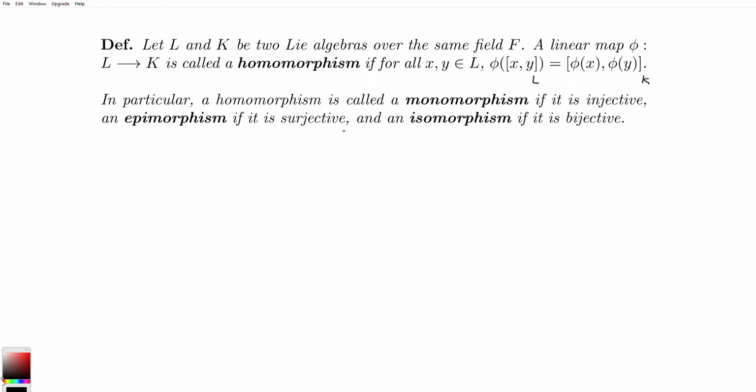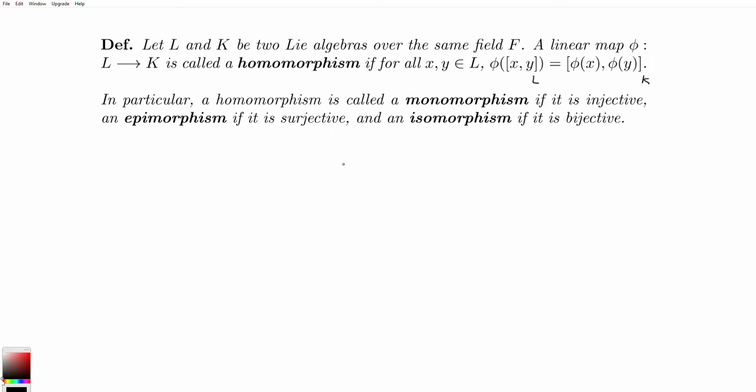Okay? In particular, a homomorphism is called a monomorphism if it's injective, an epimorphism if it's surjective, and an isomorphism if it's bijective. Hopefully these definitions aren't too novel to you. You've probably seen them in abstract algebra for rings and groups, and also for algebras, and so this extends naturally to Lie algebras. We've, in fact, already seen the isomorphism of a Lie algebra in an earlier video, and so now we're restricting that notion to what if you're just injective and what if you're just surjective.